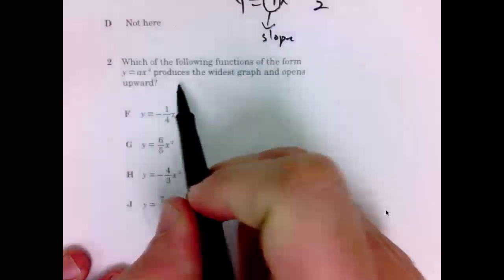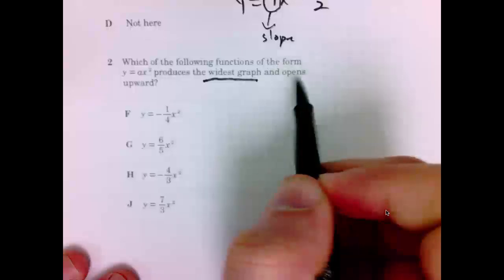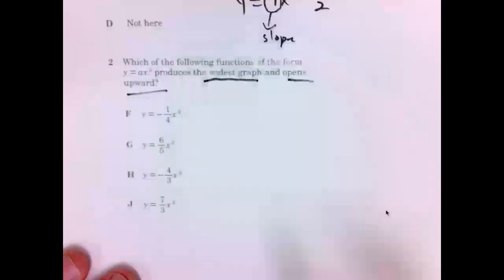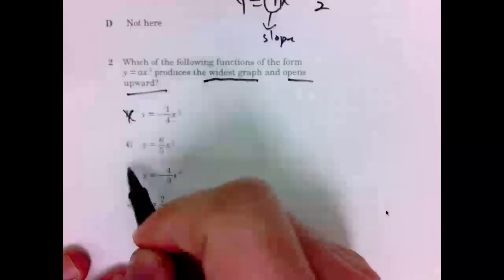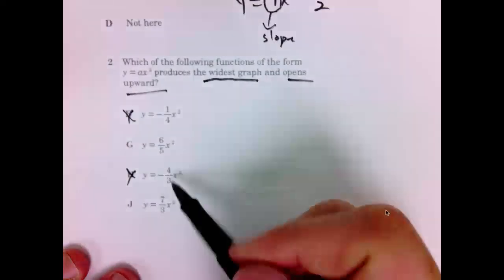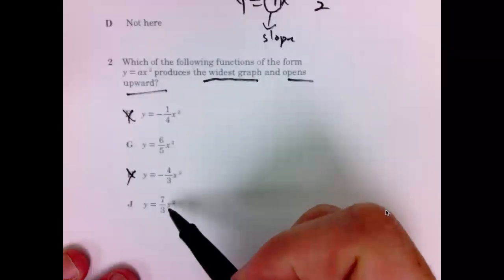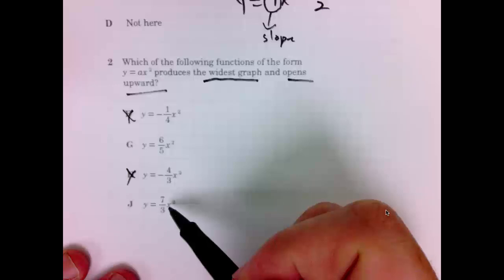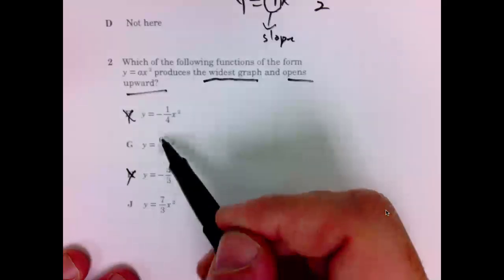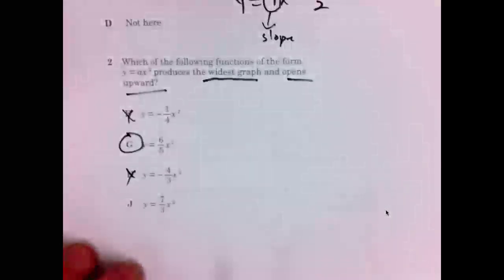Alright, number 2. It's asking us to find the one with the widest graph, and it must open up. Well, if it opens up, it's going to have to be a positive coefficient of x squared. It can't be f or h. Now, hopefully you just simply typed these two in and looked at the graph and saw which one was wider. The larger the value of a, the narrower the parabola. So this is a lesser value of a. G will produce the widest. 2 is G.